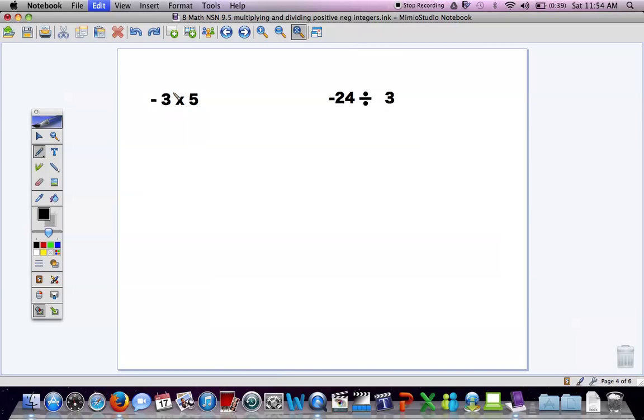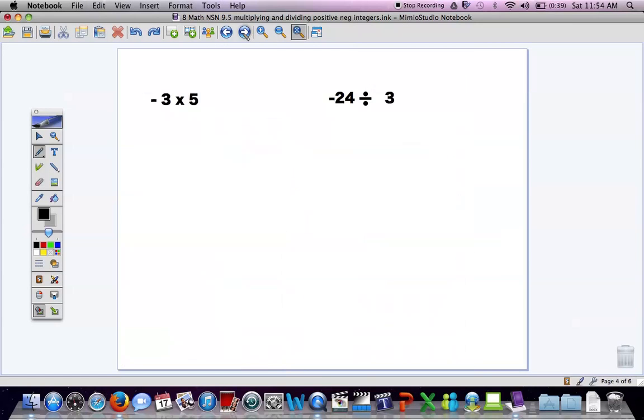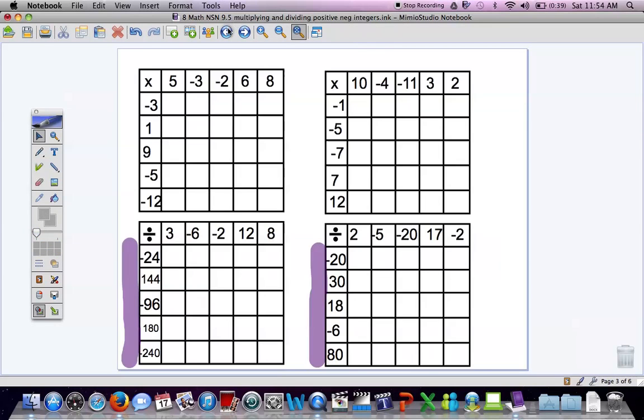So this is a negative times a positive. The signs are different, so we know the final outcome will have to be a negative. So we can start off right away just putting the sign. So you go equals negative. And then you see your times tables. 3 times 5 is 15. So right here is going to be negative 15.